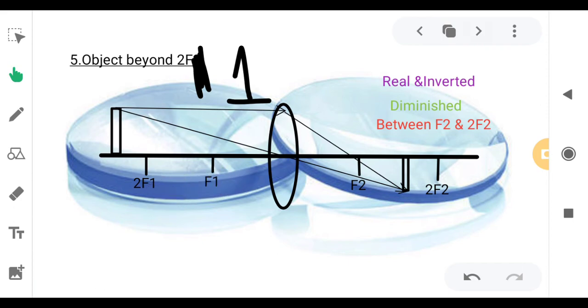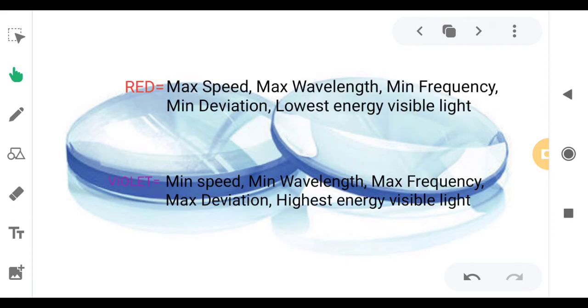Next, here are some very frequently asked competitive exam questions. Red light has the maximum speed, maximum wavelength, minimum frequency, minimum deviation, and lowest energy of visible light. That is why red light is used in traffic lights, because you can see it from a very long distance.